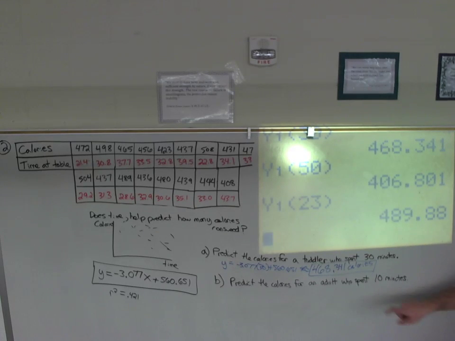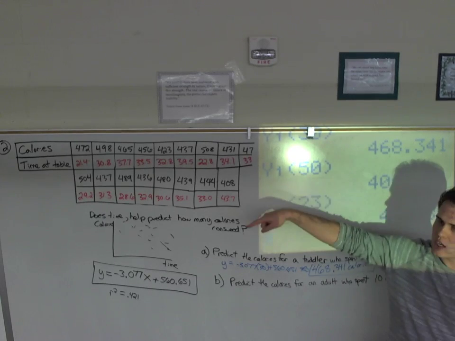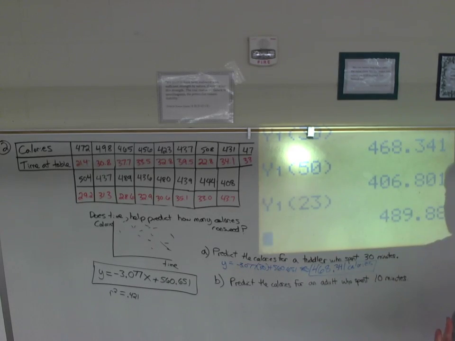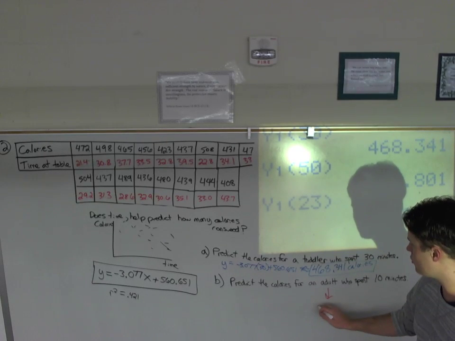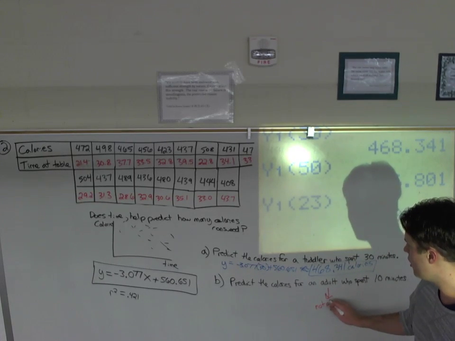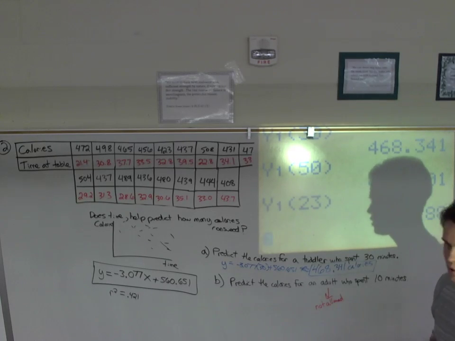How about part B? How about predict the calories for an adult who spent 10 minutes? Comments on that? Okay, let's see some hands. It's not adults, it's for toddlers. Ah, excellent. So, can we do this legally, legitimately? The model, all the data we have that we created our model with came from who? Children. Toddlers. So for this reason, that would be like not allowed, right? Our model does not fit adults.